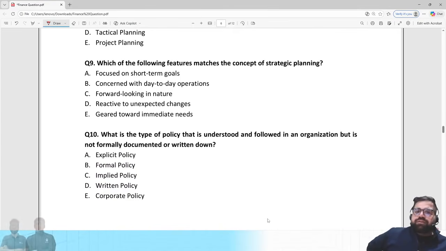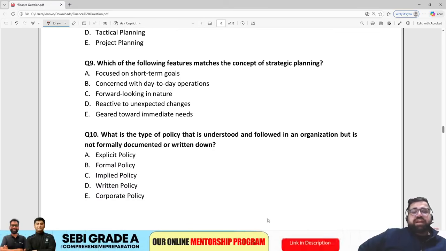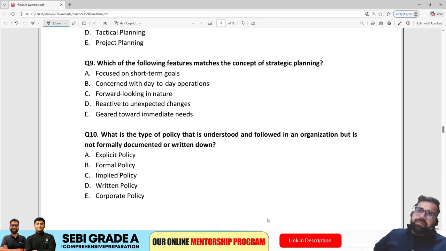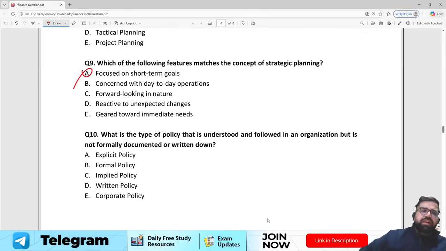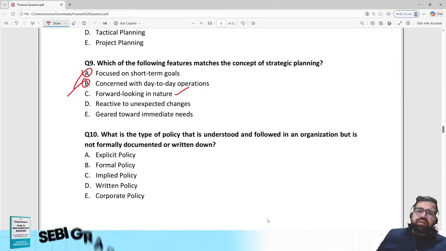9th, which of the following features matches the concept of strategic planning? Strategic planning is long-term in nature, right? Is it focusing on short-term? No. Eliminate. Concerned with day-to-day, no, this is operational. Forward-looking in nature, yes, it is. Reactive to unexpected changes, not making any sense. Geared toward immediate needs, no.